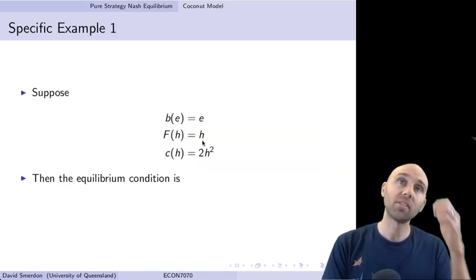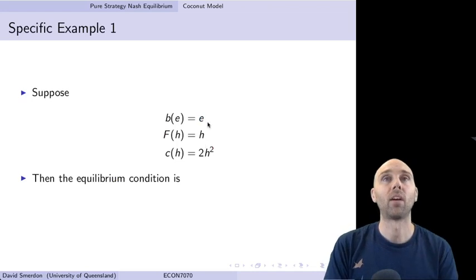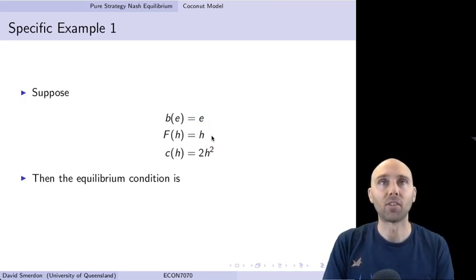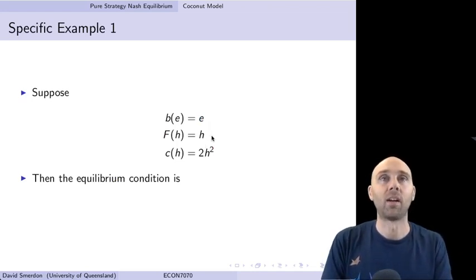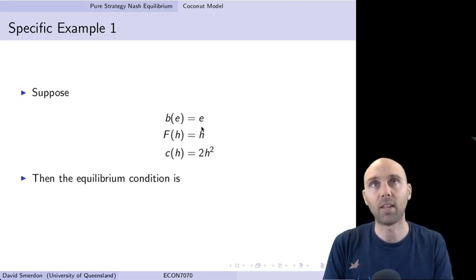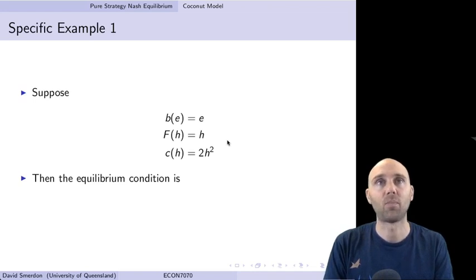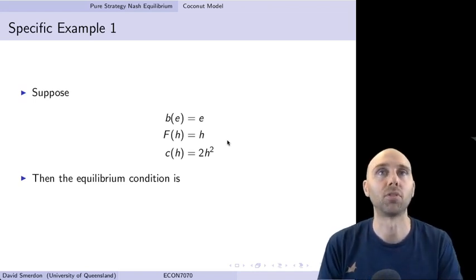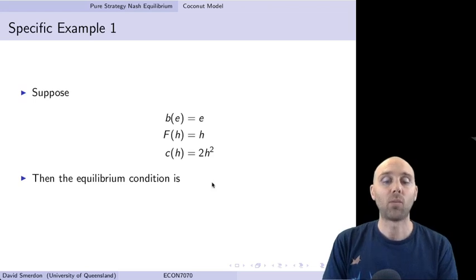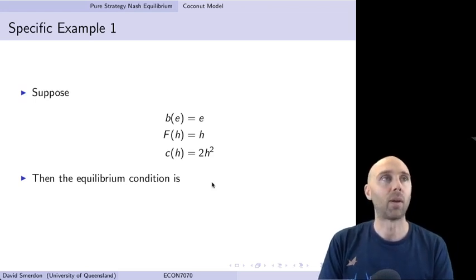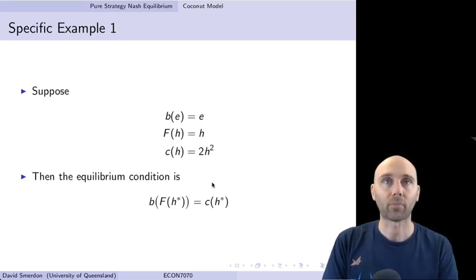Now let's suppose that we have these rather uniform type of functions for the probabilities and a convex, strictly convex quadratic function for the cost. So b of e is equal to e, f of h is equal to h, and we'll call c of h equal to 2h squared. So then what do we get when we plug that into our equilibrium condition?